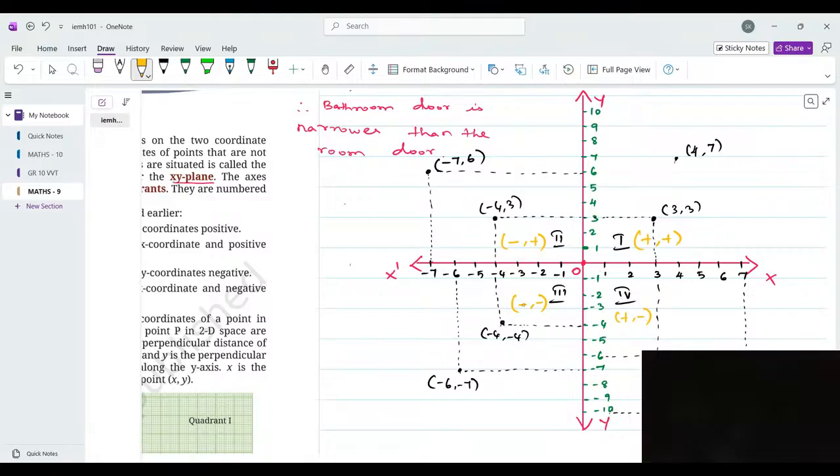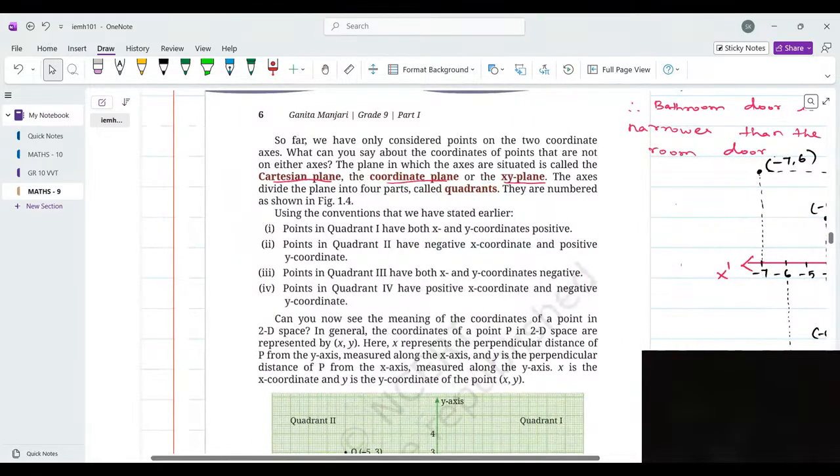All these symbols we are just marking based on the x coordinate and y coordinate. So this is how the Cartesian plane or xy plane is divided into 4 quadrants, and these are the corresponding symbols. So quadrant 1, both x and y coordinates are positive. Quadrant 2, x coordinate is negative, y coordinate is positive. Third quadrant, x and y both are negative, and fourth quadrant, x coordinate is positive and y coordinate is negative.